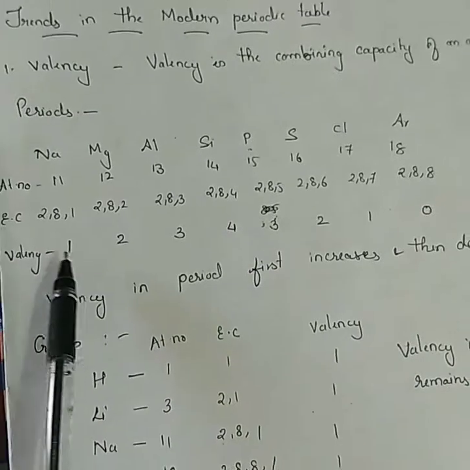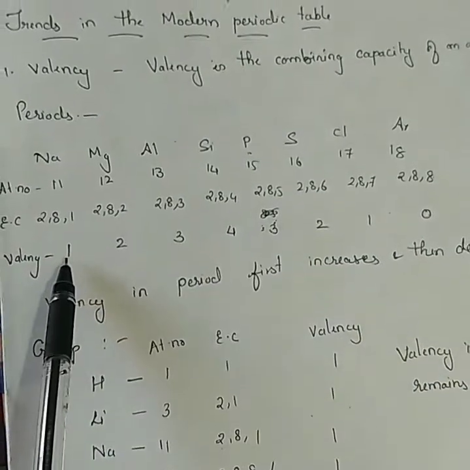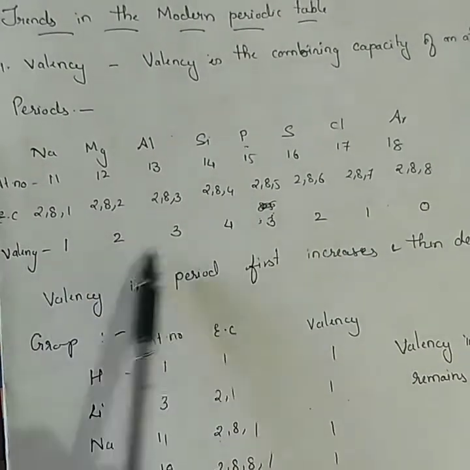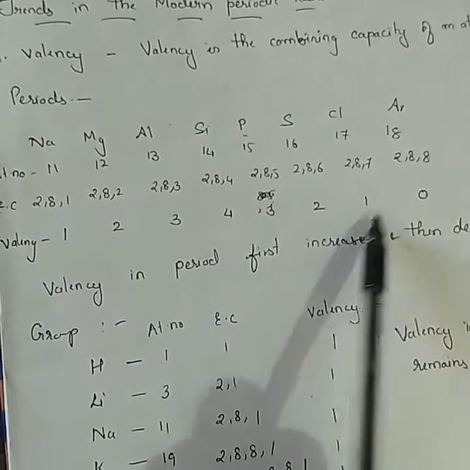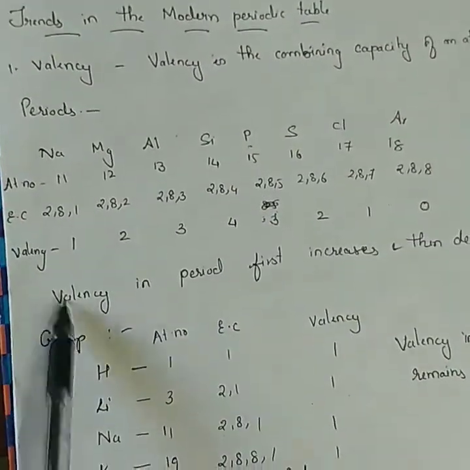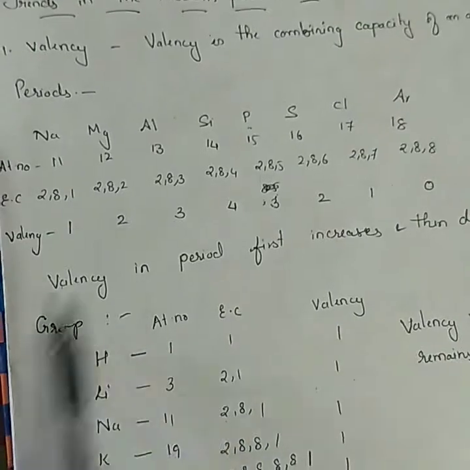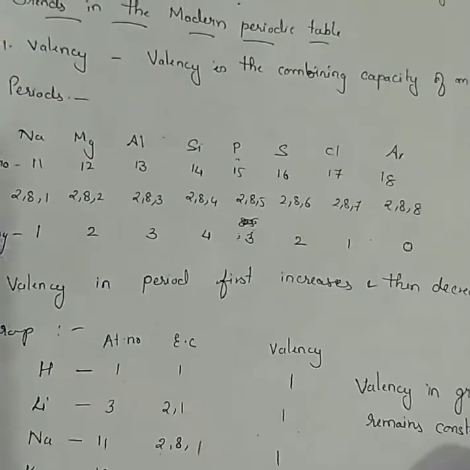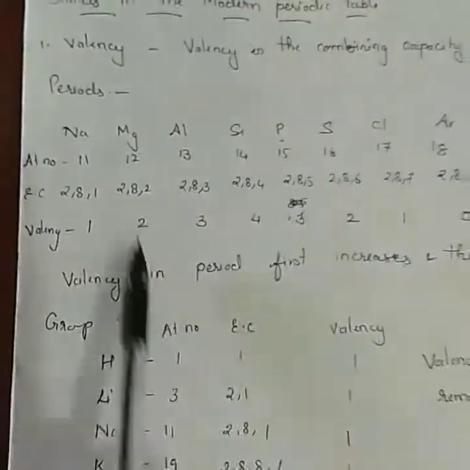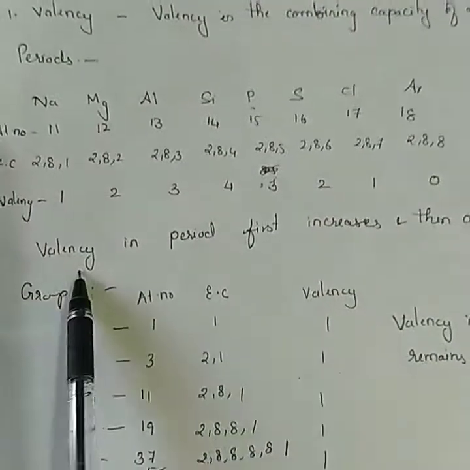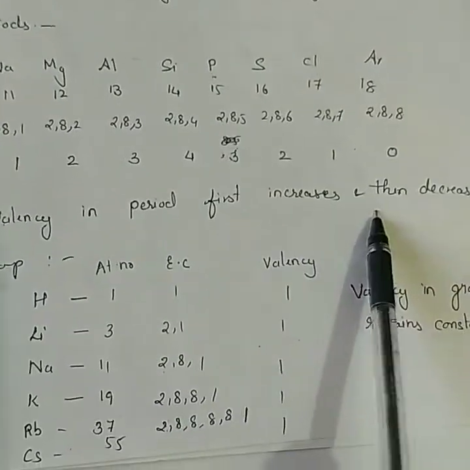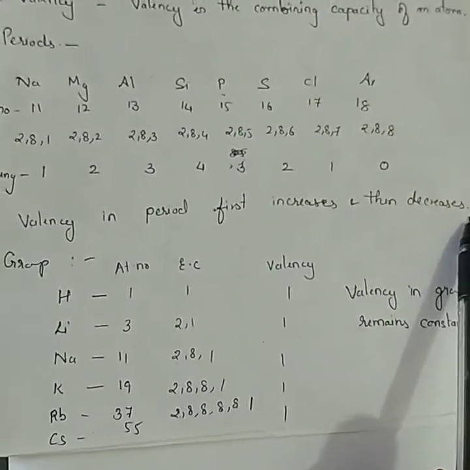So see the valency from atomic number 11 to 18: 1, 2, 3, 4, 3, 2, 1, 0. So the valency in a period first increases and then decreases. This is about the valency in a period.